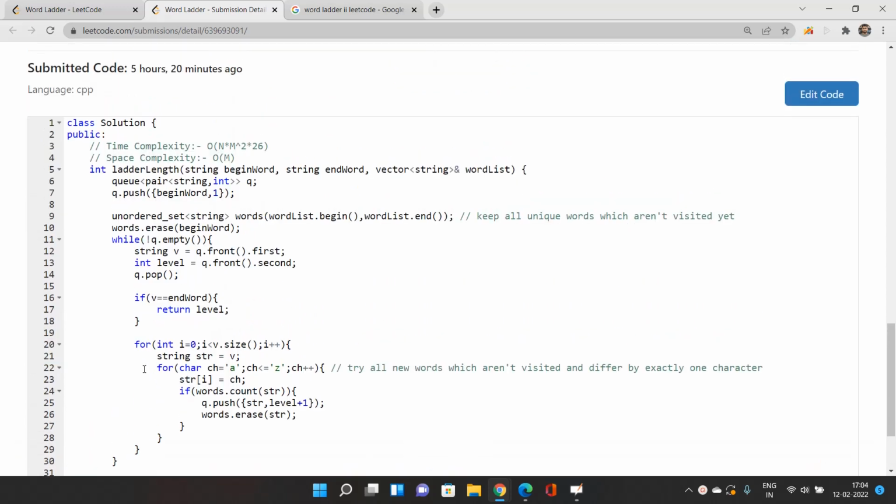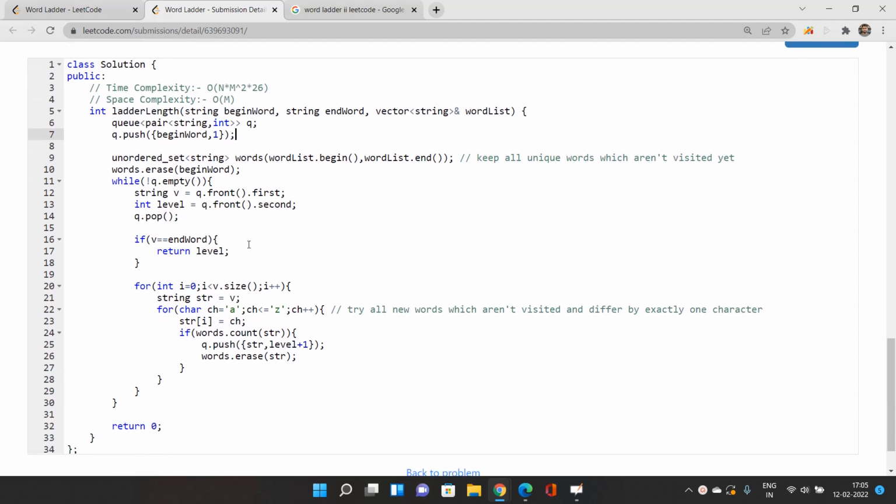Now let's talk about the complexity of this code. You can see the queue we are going to use will, in the worst case, take out every word present in this word list. Let's say the length of the word list is n, so we have O of n, and for every word we are iterating over its length. Let's call m its length. So O of n into m, and for every position you are going to search for 26 characters, so O of n into m into 26, but you can see an extra m is coming over here.